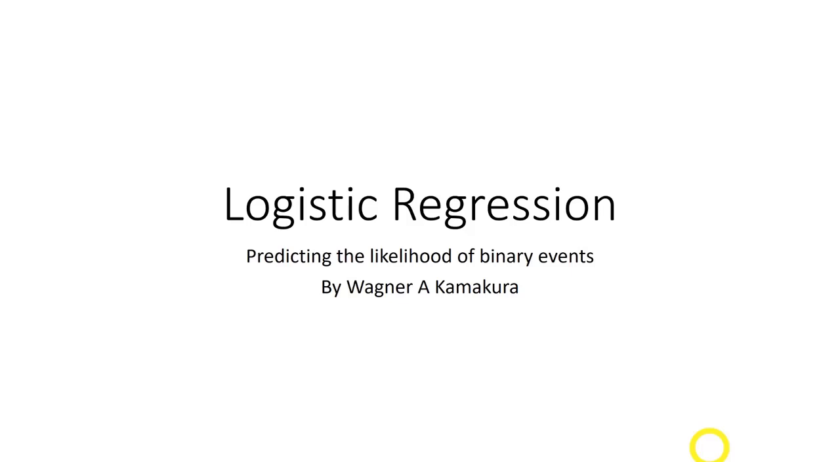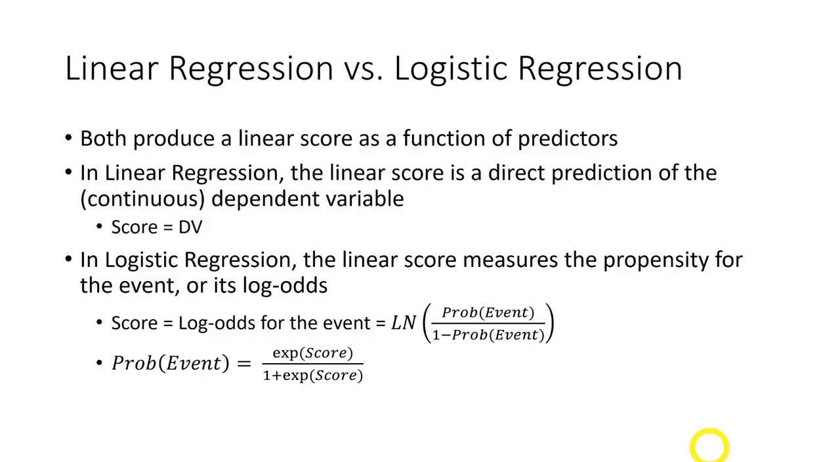Linear regression is somewhat related to logistic regression because both of them produce a linear score as a function of predictors. The main difference is that in linear regression, this linear score is a direct prediction of the dependent variable. You have a continuous dependent variable, and the score is already an estimate of it. In logistic regression, the linear score measures the propensity for a binary event, or its log odds. So the score is equal to the log of the probability that the event will happen over the probability that it won't happen.